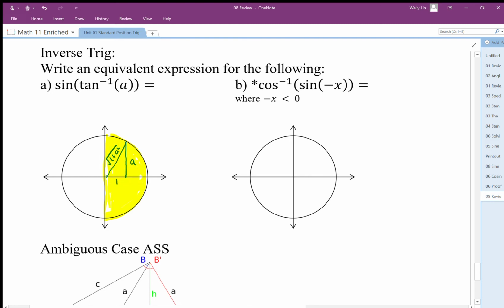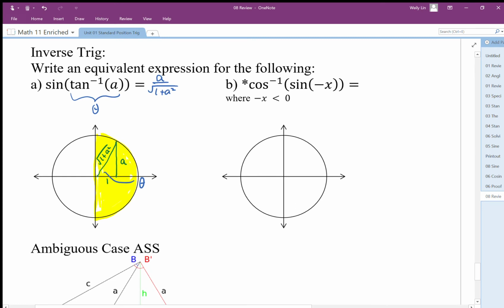So the inverse tan, that expression represents that angle theta. So this now represents the angle theta. I want to take the sine of that angle theta. Well, the sine of that angle theta is going to be the y over the radius. Okay, so there's my solution.